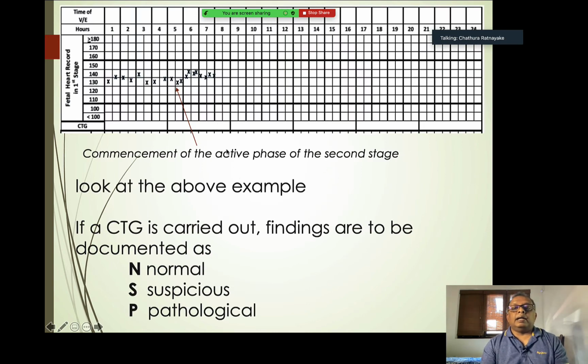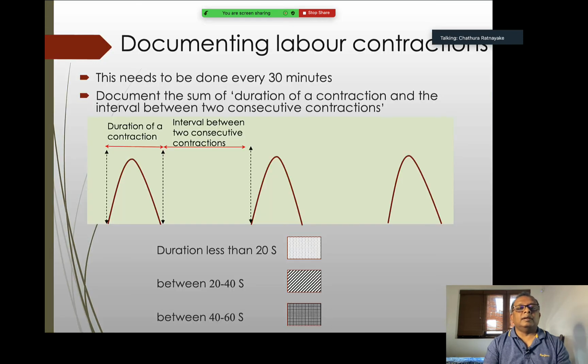And you can mark the commencement of active phase even here with the line, and generally if the CTG is suspicious or abnormal, we put it as normal, pathological or suspicious, NSOP in the CTG. The contractions which we saw earlier are documented like this. You need to do it every half an hour.